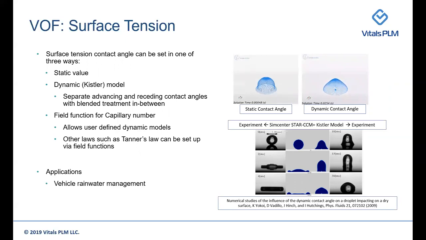Other laws such as Tanner's law can also be set up using a field function, which are not available as implemented models for surface tension. Here we see an example comparing the STAR-CCM+ result with the experiment for the Kistler model. A big droplet is interacting with the surface, collapsing and colliding with the wall, and all this can be compared at different time levels. The typical example for this kind of feature is vehicle rainwater management, where the surface tension effects are significant.